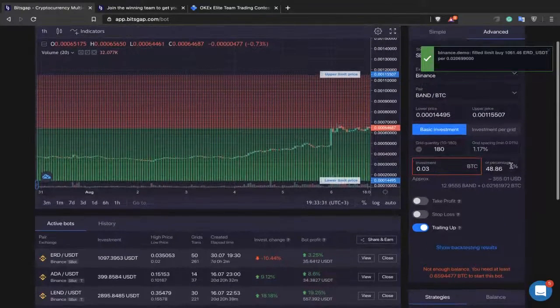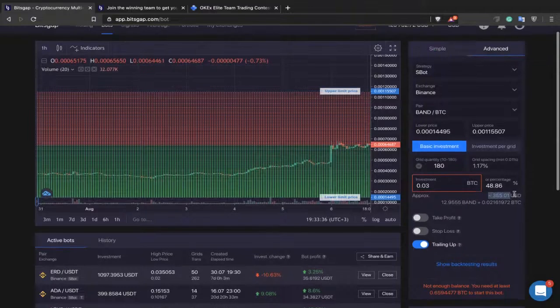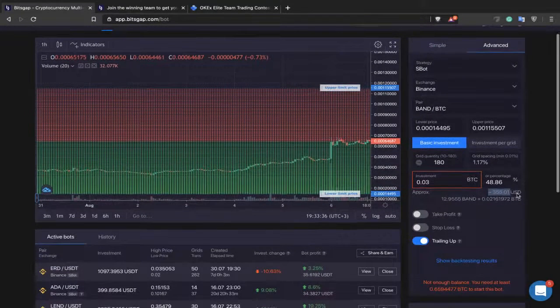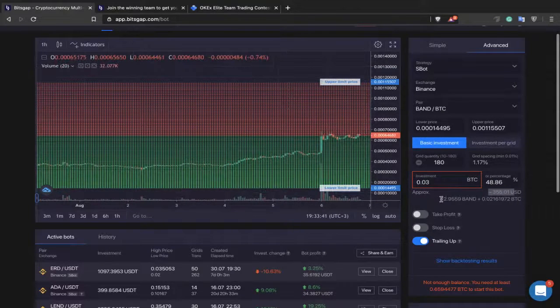So you see that it is already estimated that that corresponds to 355 USD, and most importantly, you can clearly see the allocation. The base currency allocation, which is approximately 13 band coins, and in the quote, that's 0.02 BTC.